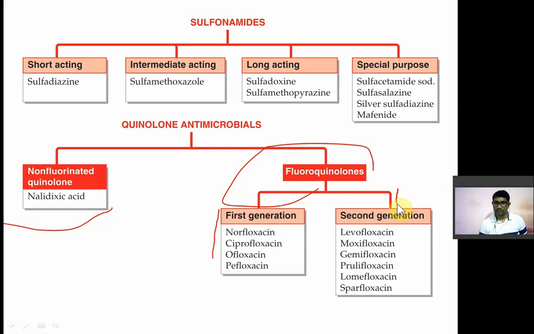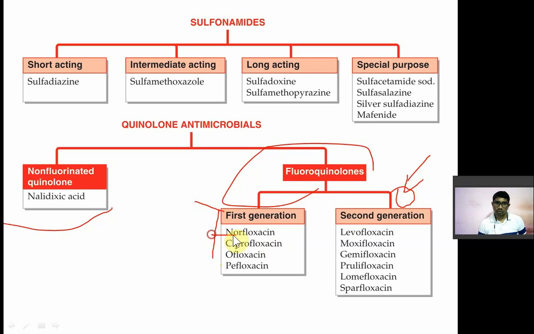This second generation fluoroquinolones are known as broad spectrum fluoroquinolones. First generation is narrow spectrum. So remember, इसके generation के ऊपर question आता ही आता है 100%. They will give you the examples and ask you to identify the second generation or the first generation fluoroquinolones.